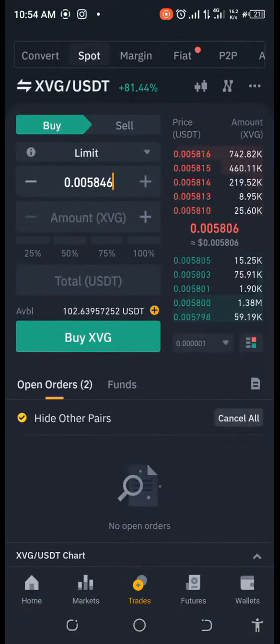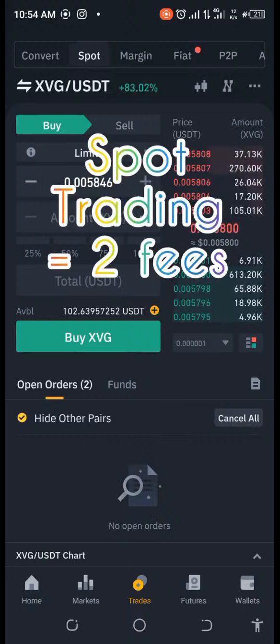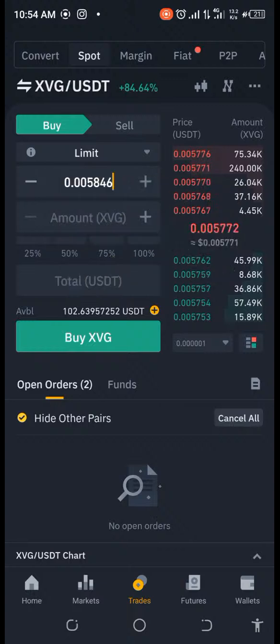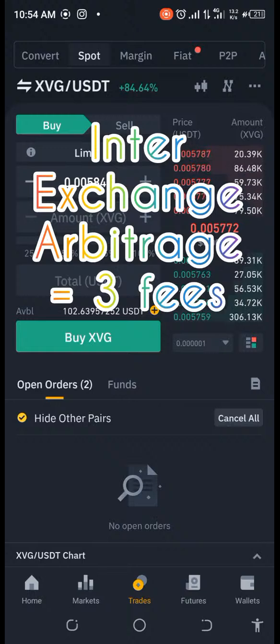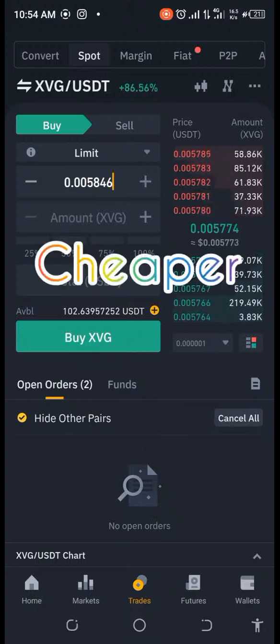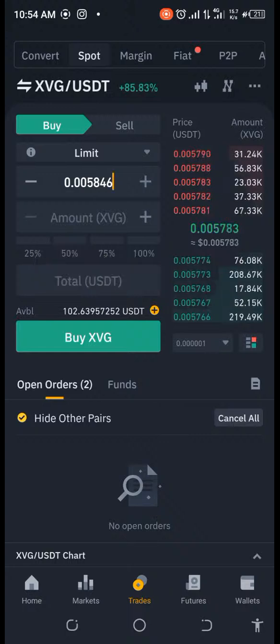The good thing about it is that when you're doing spot trading, you only have 2 trading fees to pay. If you're doing triangular arbitrage, you've got three trading fees to pay. If you're doing inter-exchange arbitrage, you're going to have 2 trading fees to pay and 1 transfer fee. That means 3 different sets of fees. So just look at it. In spot trading, you'd have two trading fees to pay, in triangular arbitrage three, and in inter-exchange arbitrage also three. So this is much, much cheaper to execute in terms of the fees that go into it.